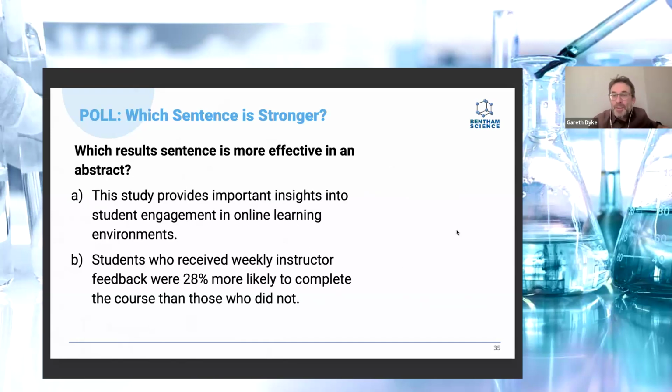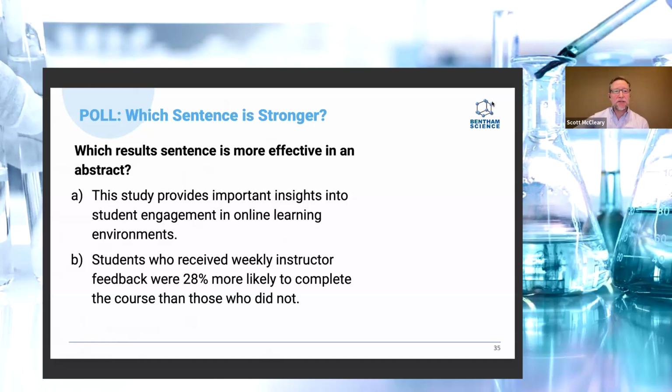And let's have a look at this quick poll as well. Scott, how are we doing? Okay, let's try this one here. If I can launch it here: which results sentence is more effective in an abstract? I'm having trouble launching this poll, so maybe just type your answer into the chat window. A, this study provides important insights into student engagement in online learning environments. Or B, students who received weekly instructor feedback were 28% more likely to complete the course than those who did not.